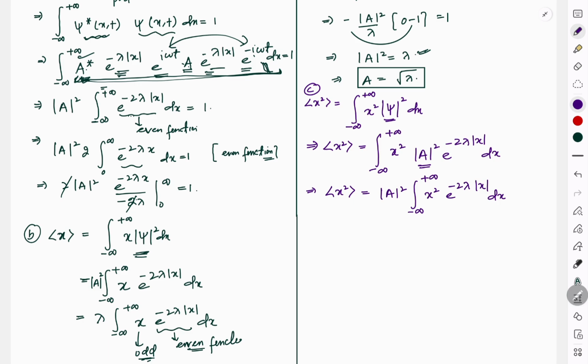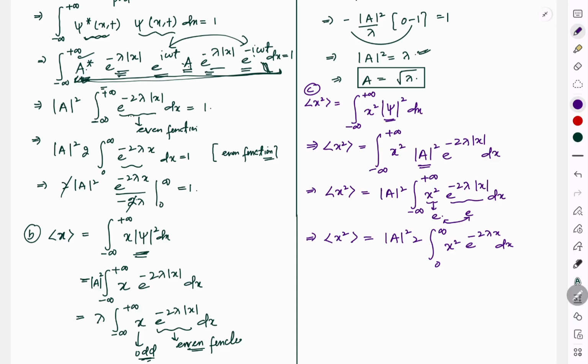Again, if you see it carefully, x square is an even function, and this is an even function. When an even function gets multiplied by an even function, it becomes even. That's also an important property, just go and have a look at this property. So it would be written as 2 times the integral from 0 to infinity. There is no need to write from minus infinity to plus infinity; if the inside is an even function, we can write that as 2 times the integral from 0 to infinity of x square e to the power minus 2 lambda x dx.